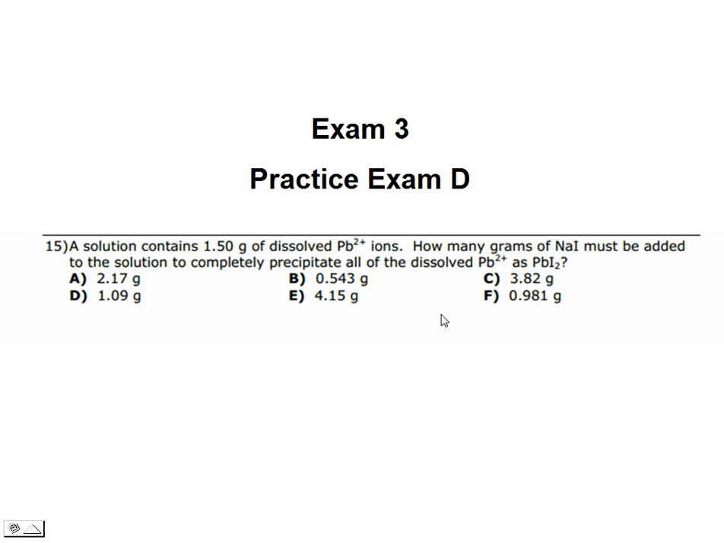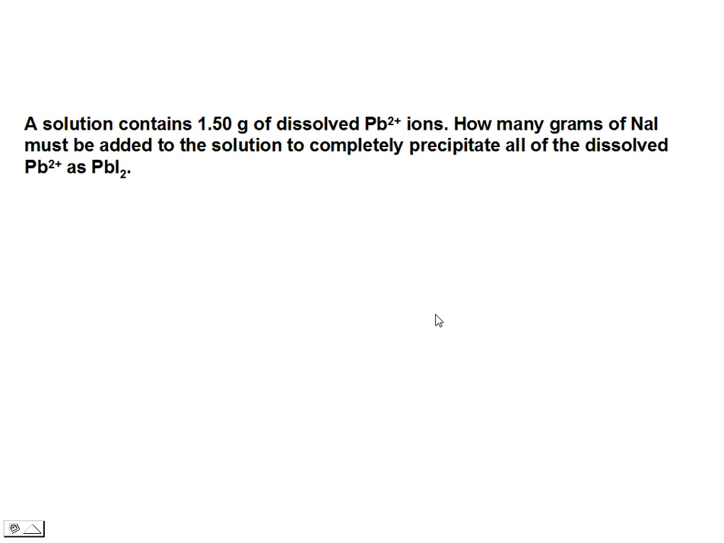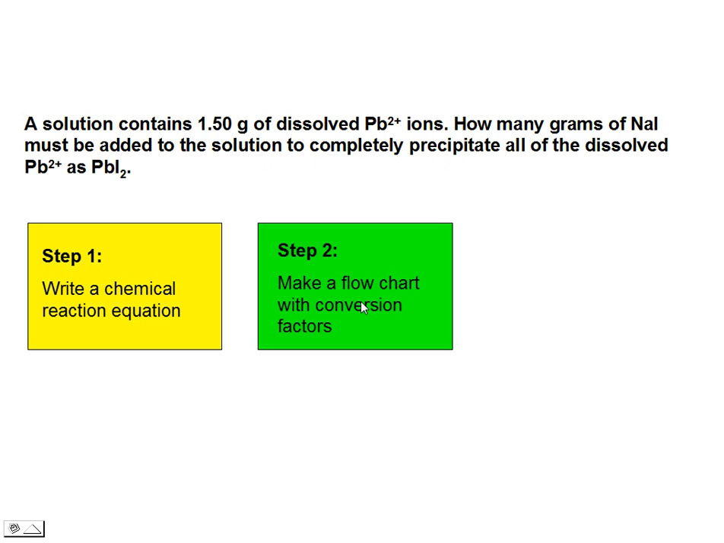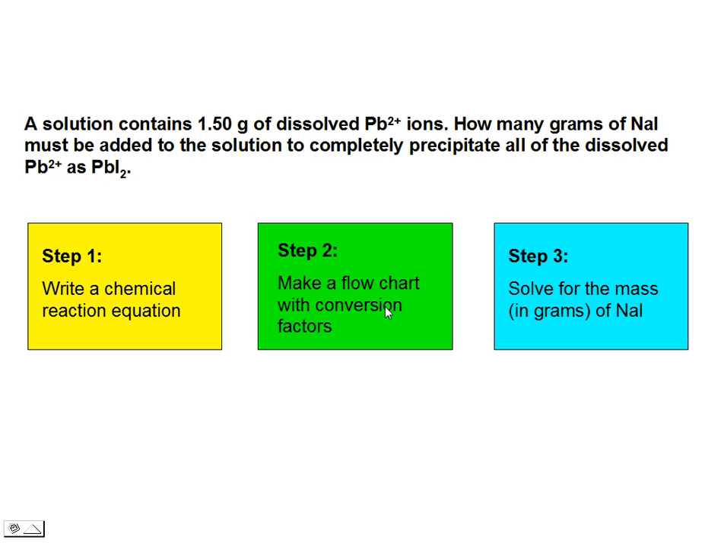Please pause the video and take a moment to read this problem and think about the question. Before we begin, let's start by writing out our steps. Step 1, write a chemical reaction equation. Step 2, make a flowchart with conversion factors. And step 3, solve for the mass in grams of sodium iodide. Yes, we are still working with flowcharts, even though that was from last exam. Everything in this class is cumulative.